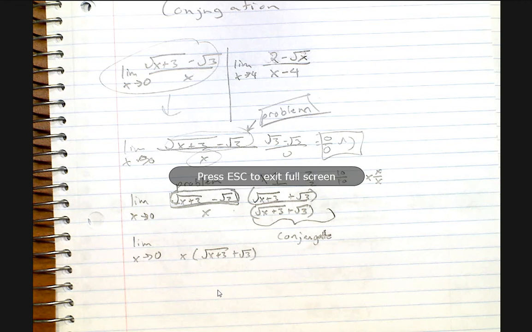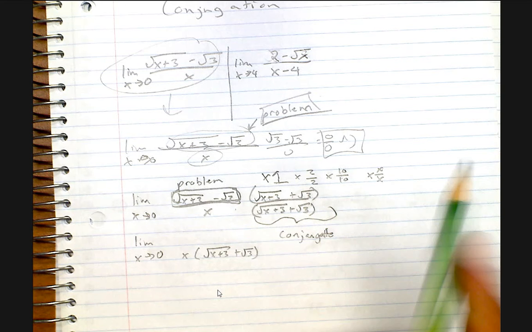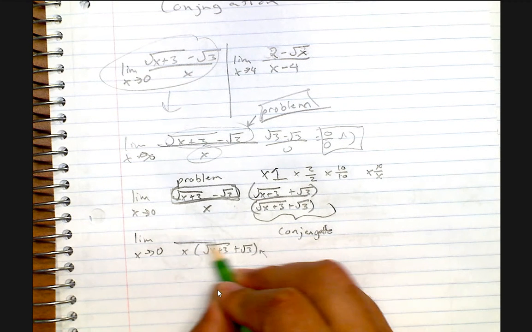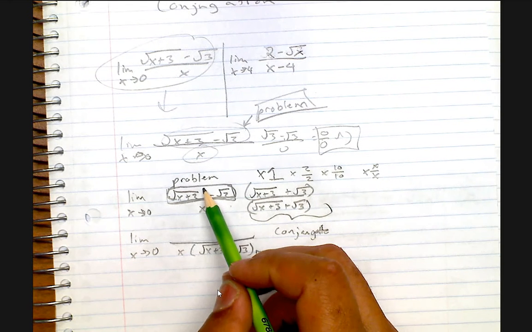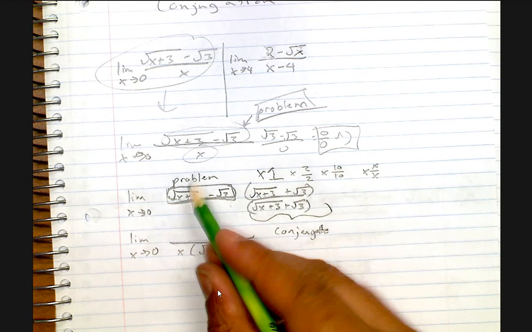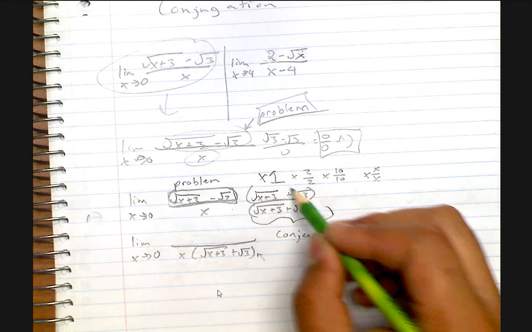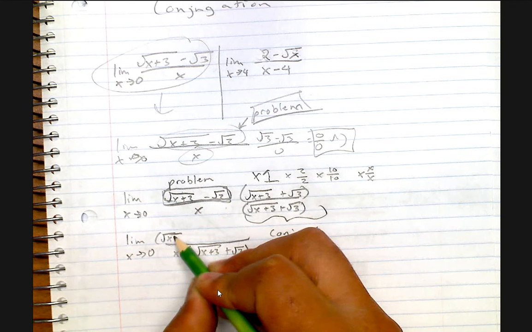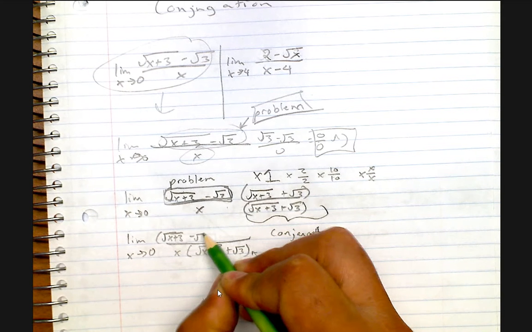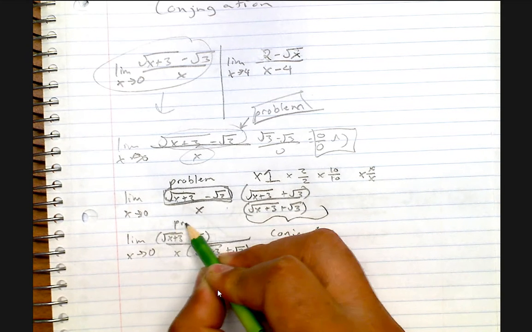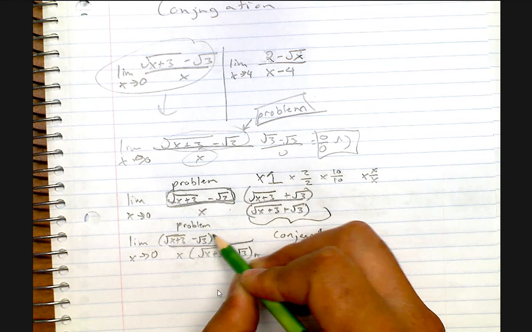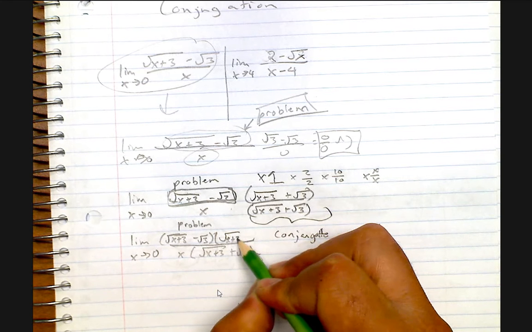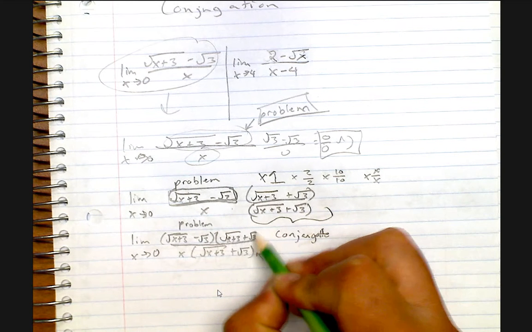Okay, so like I said, the bottom here, in this case, we don't care about it. We care about the problem. That's what we care about. So the problem is going to multiply by the conjugate, but we're just going to window dress it right now. All we're doing is writing it down. There's the problem, and times the conjugate. What we're going to do is we've got to FOIL that.